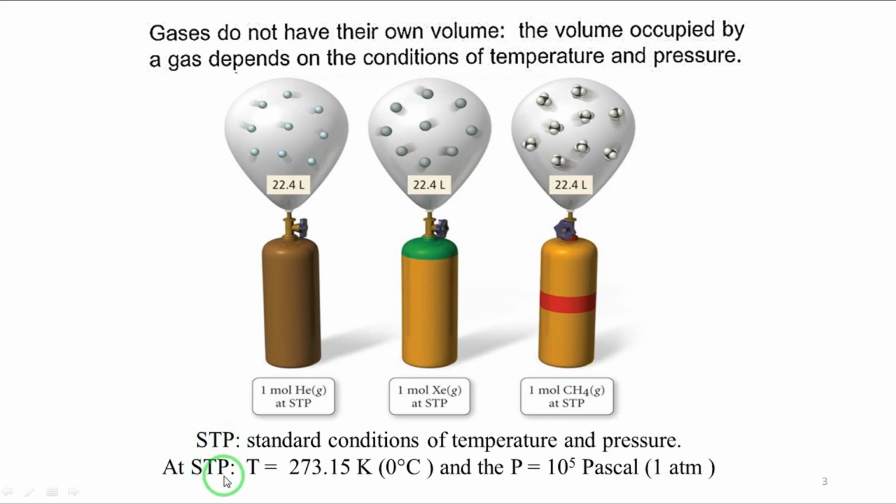So at STP, the temperature is equal to 273.15 Kelvin, which is equivalent to 0 degrees Celsius, and the pressure is equal to 10^5 Pascal, equal to 1 atmosphere.